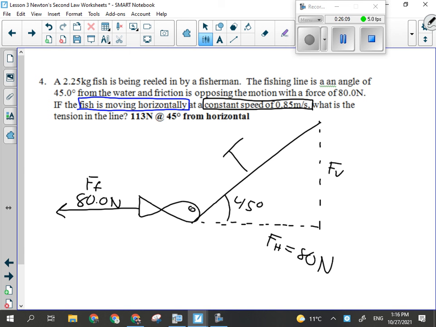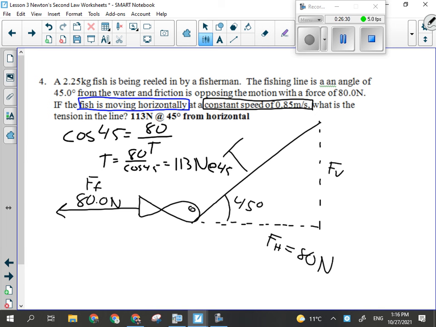Okay, so to find the tension, I'm looking for the hypotenuse. So that's going to mean that the cos of 45 degrees equals 80 over the tension. So tension will equal 80 divided by the cos of 45, which should give me 113 newtons at 45 degrees above horizontal. Okay. That all makes sense now? But it's just those little things, right? We got to make sure when we read a question, oh, constant speed, write a note, F net is 0. Okay? Like, all those kind of things are all important little details that help you out with a question.